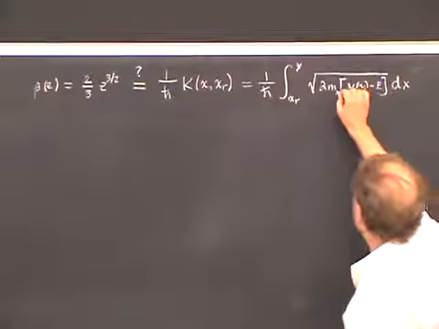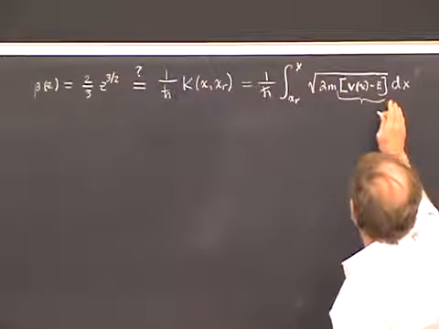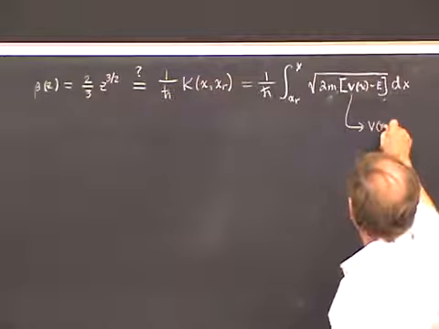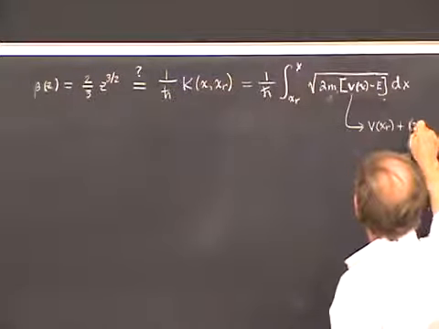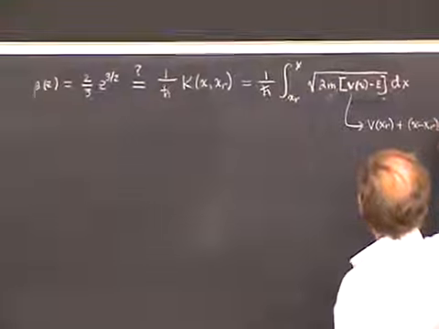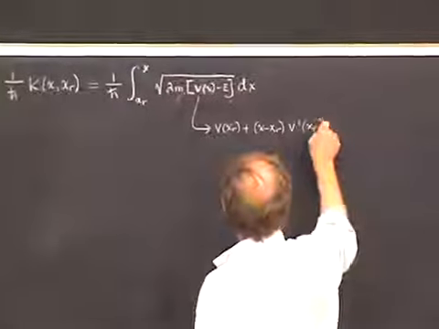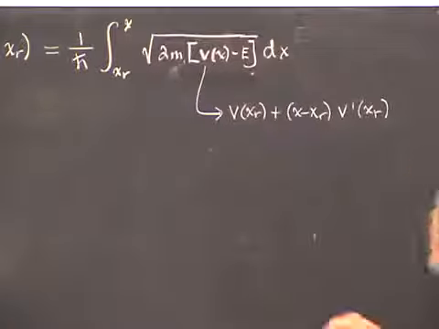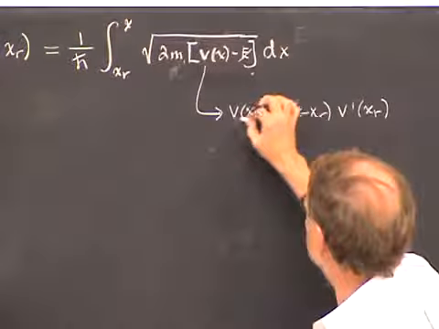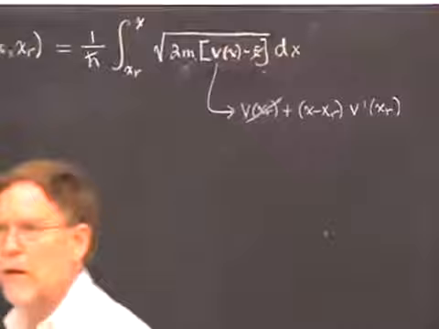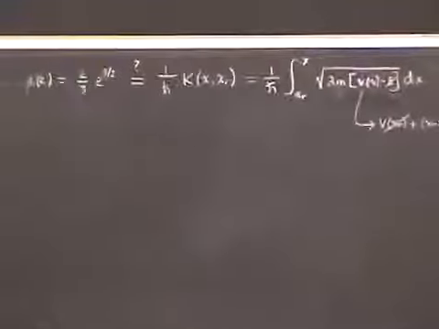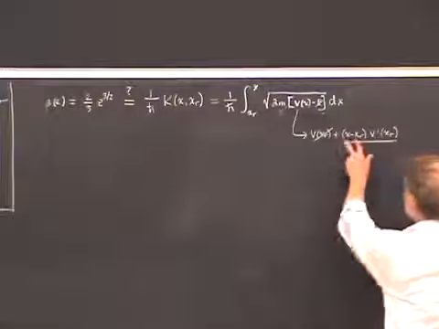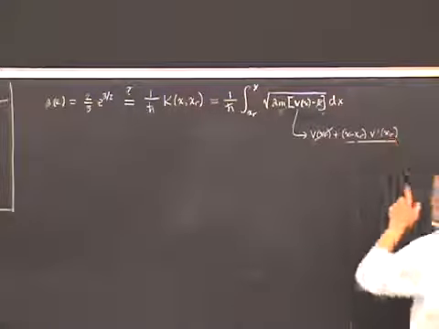Now we use the approximation we used to get the area function, replacing the potential energy V of x by V of x at the turning point plus x minus x at the turning point times V prime at the turning point. That's just the first two terms of the Taylor series expansion. If you do that, then the energy E cancels the V of xr, because the energy is equal to the potential at the turning point. That's the definition of the turning point. And the result is that this term is linear in x minus xr times a constant.